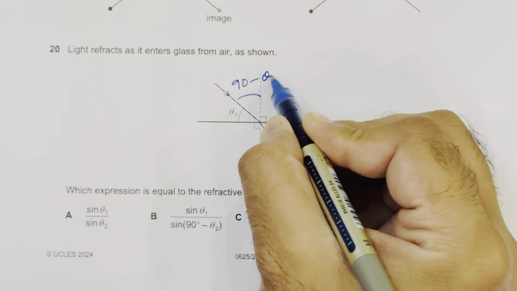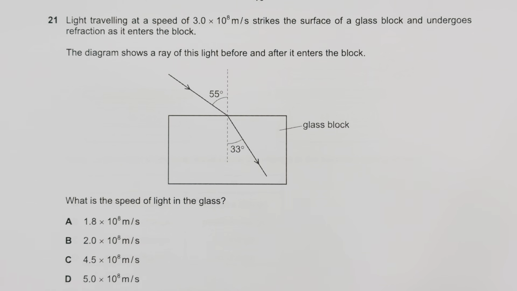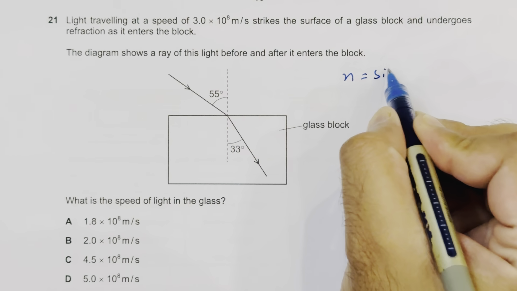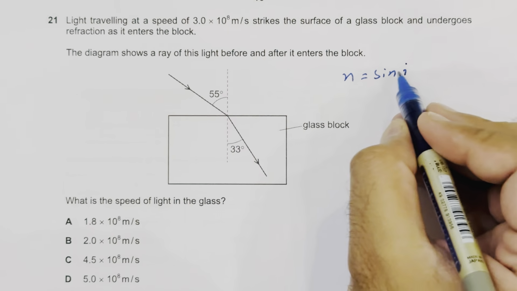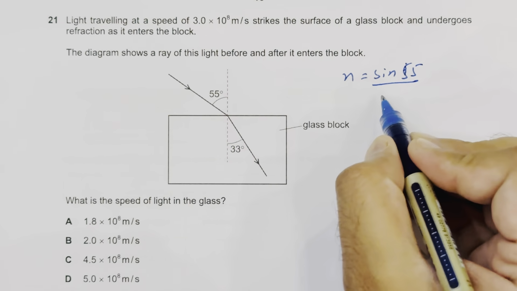Moving to question number 21. Light traveling at a speed of 3 into 10 to the power 8 meter per second strikes the surface of a glass block and undergoes refraction as it enters the block. The diagram shows a ray of this light before and after it enters the block. What is the speed of light in the glass? First we have to find the refractive index by using the formula n is equal to sine i over sine r, where i is 55 and r is 33. So after using it we get the value of refractive index, that is equal to 1.5.